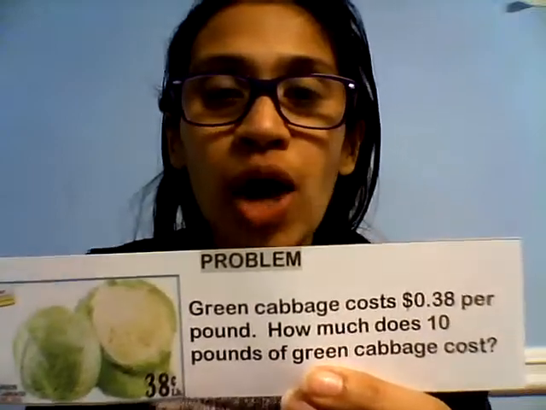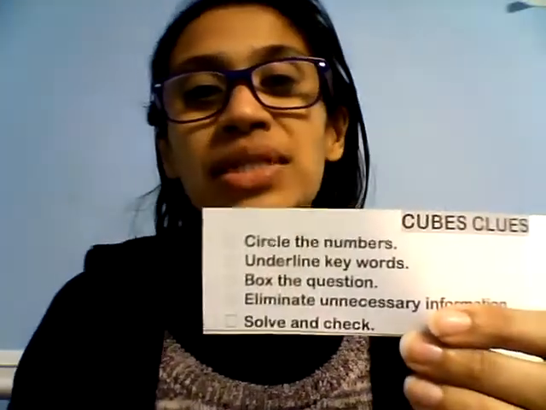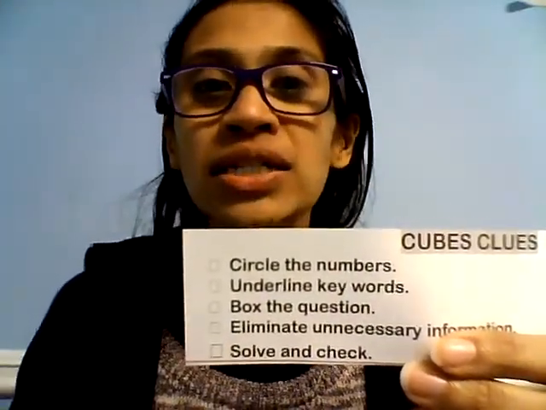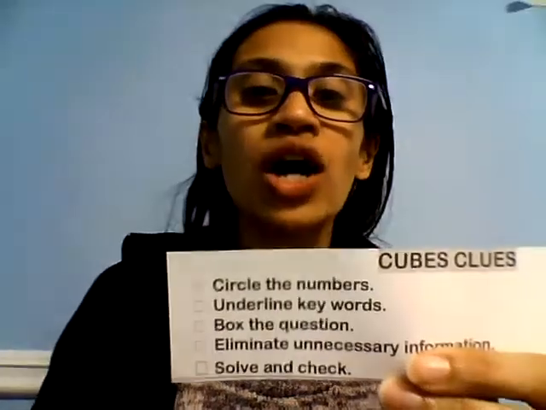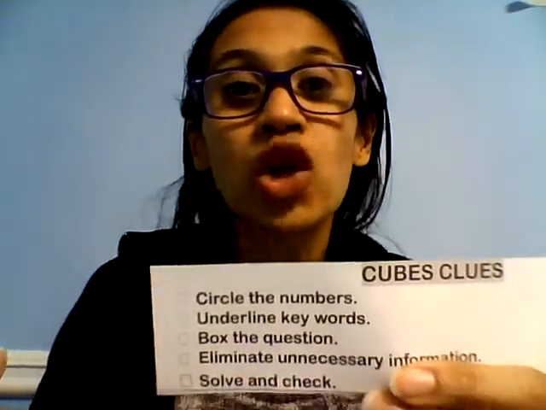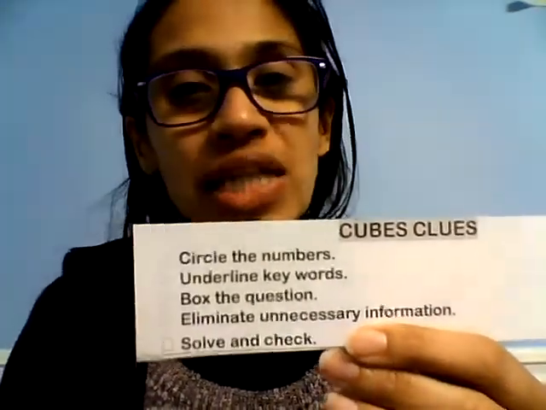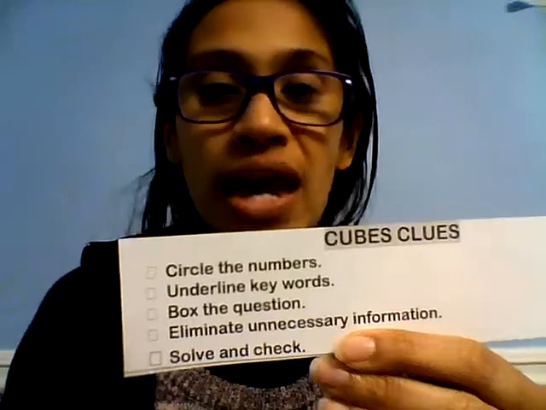To solve that problem, you need to use the CUBES clues. Check off the steps as you go along. First step is the C step, to circle the numbers. Then the next step is the U step, underline the key words. The next step is to box the question. Eliminate unnecessary information is the E step. And the last step is to solve and check.